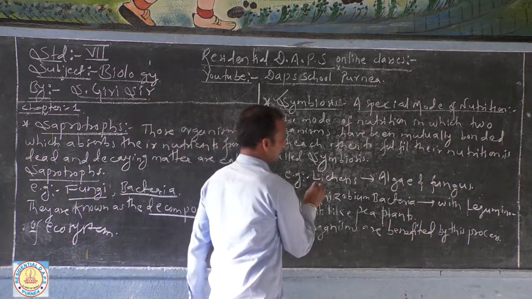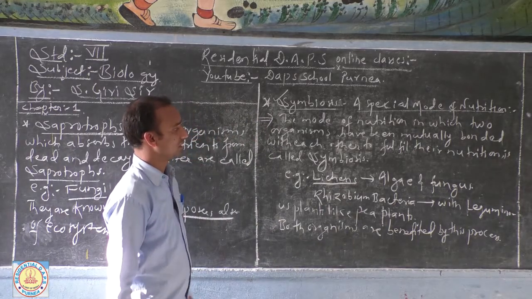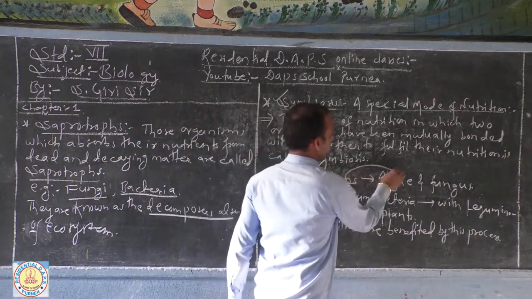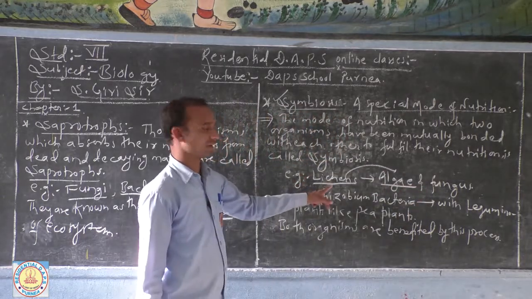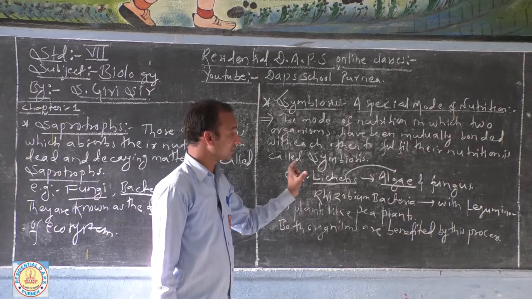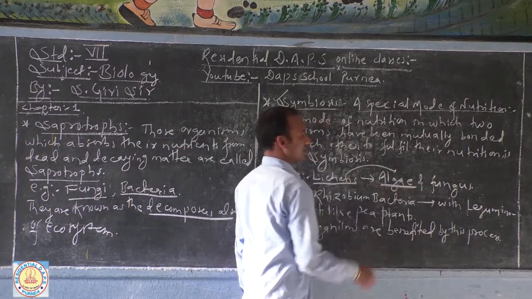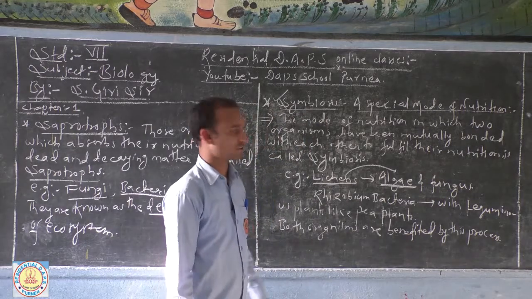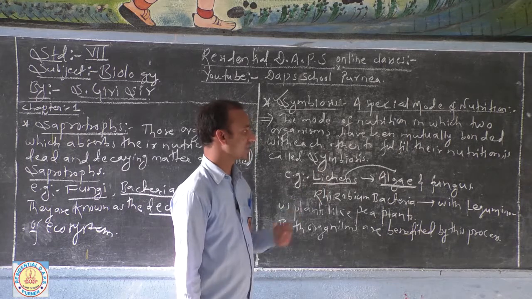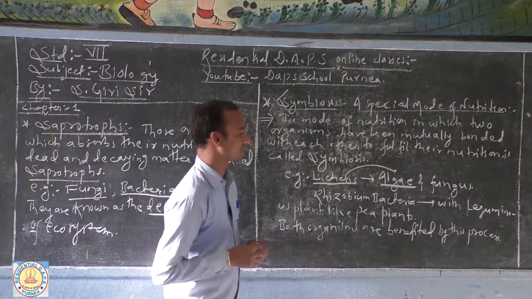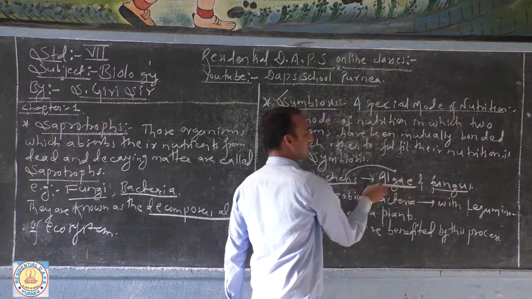Suppose you may see the example of lichens. Lichens means exactly here you can see the algae and the fungus. Lichen is a combination of algae and fungi. Now, not to forget, algae is green in color, but they don't have proper roots, means such kind of special organs that they can absorb water and mineral salts. But fungus is a non-green plant. Fungus is non-green, algae is a green plant.